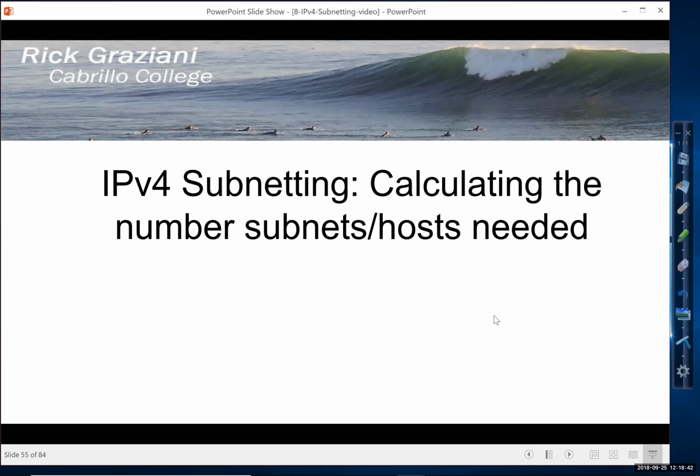All right, I hope this helps you understand and gets you on your way to calculating the number of subnets and hosts needed. You can use this for any subnet mask. We used something fairly simple, but you can use this for not just 3 bits, 5 bits, 6 bits, but 8 bits, 9 bits, 10 bits, 12 bits, whatever you need. I hope this helps.